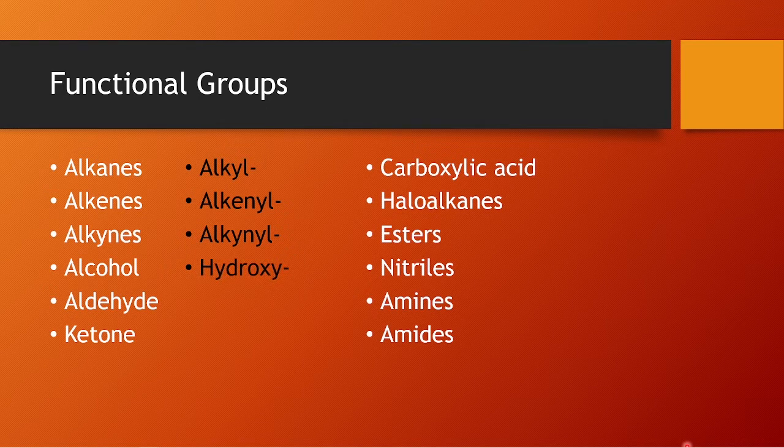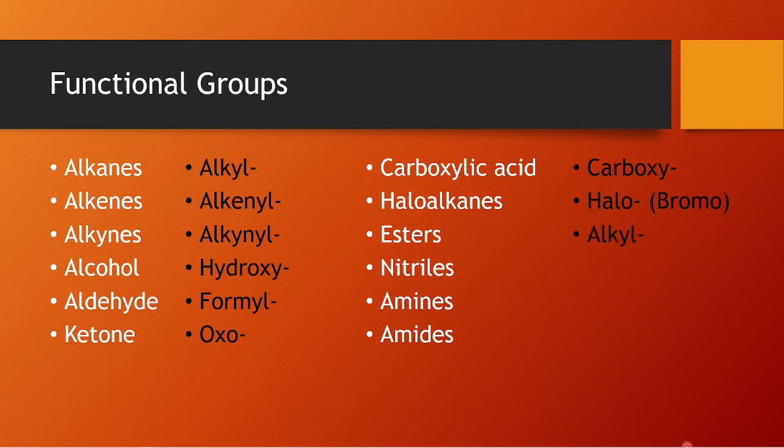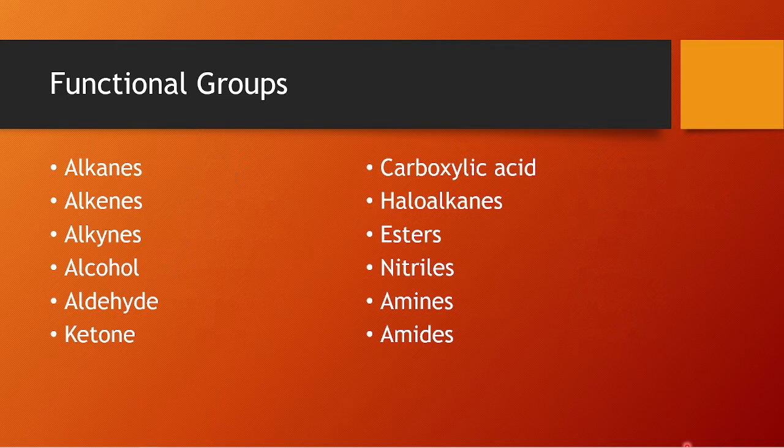Next, alcohol, the prefix is hydroxy. Aldehyde is formyl. Ketone is oxo. Carboxylic acid is carboxy. The haloalkanes will just be whatever the halogen is, so bromo, fluoro, iodo. Esters are also called alkyl groups. Cyano is for nitriles, amino for amines, and amido for amides.